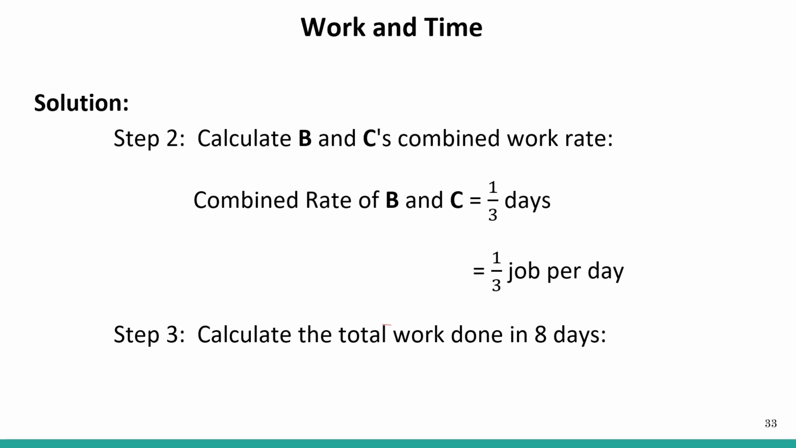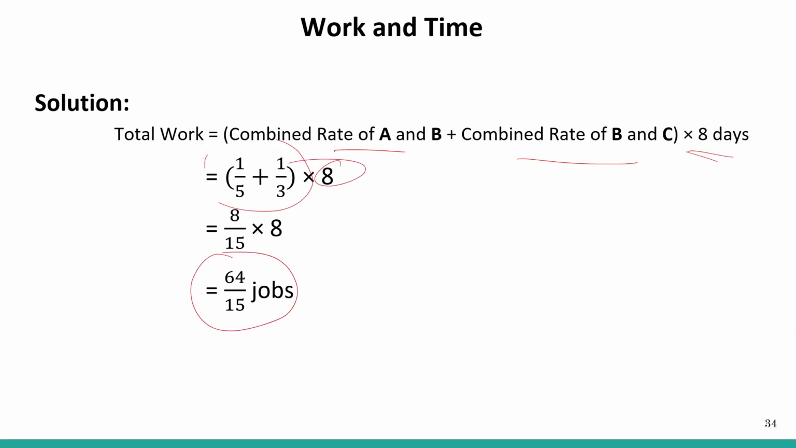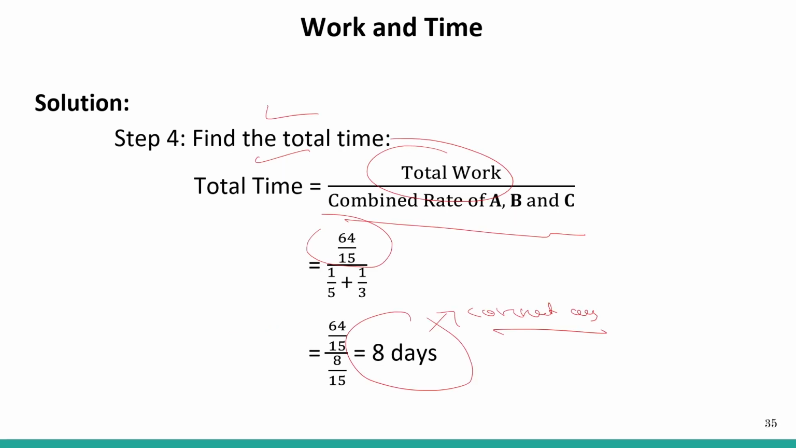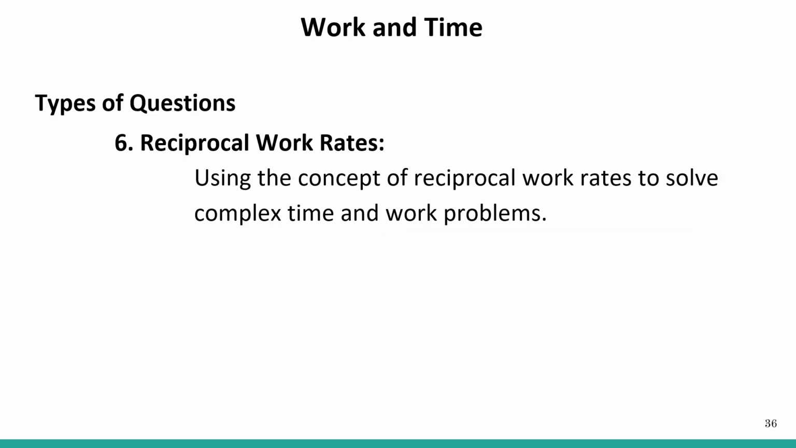So calculate the total work done in 8 days. So 1 by 5 plus 1 by 3 into 8. So this is equal to 8 by 15 into 8, which is equal to 64 by 15. So total time is equal to what? Total work by combined rate of A, B and C. So 64 by 15 whole by 1 by 5 plus 1 by 3. This is equal to 8 days.